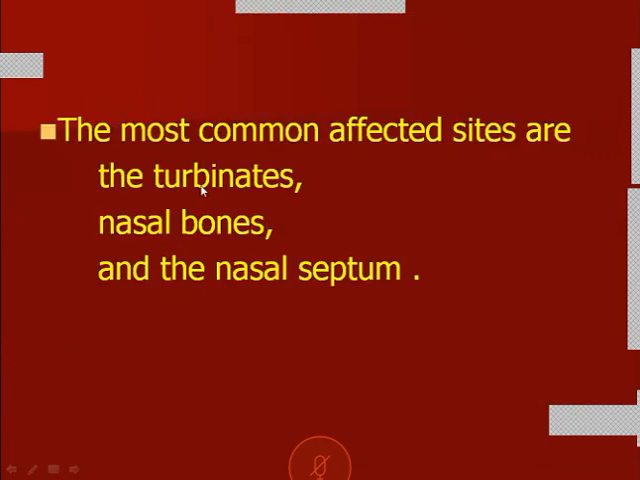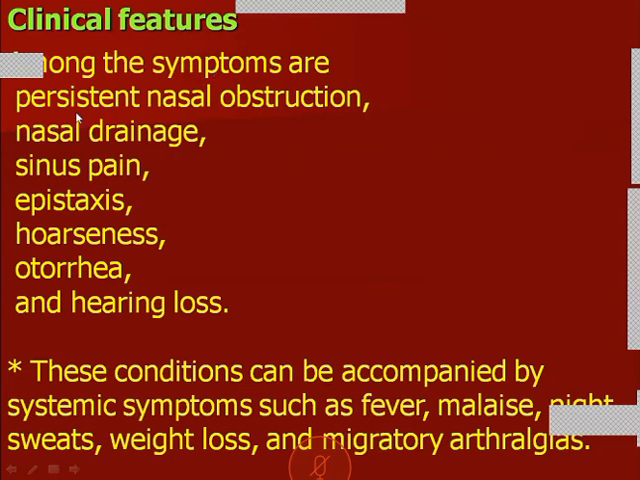The most commonly affected are the nose, turbinates, nasal bones, and the nasal septum. The symptoms are nasal obstruction, nasal discharge, pain in the nasal sinuses, bleeding from the nose, change in the voice because it may spread to the larynx, and also ear discharge spreading into the ears through the eustachian tubes, and then hearing loss. These can be accompanied by systemic features like fever, malaise, night sweats, weight loss, and migratory arthralgia. These are all the associated symptoms with Wegener's granuloma.